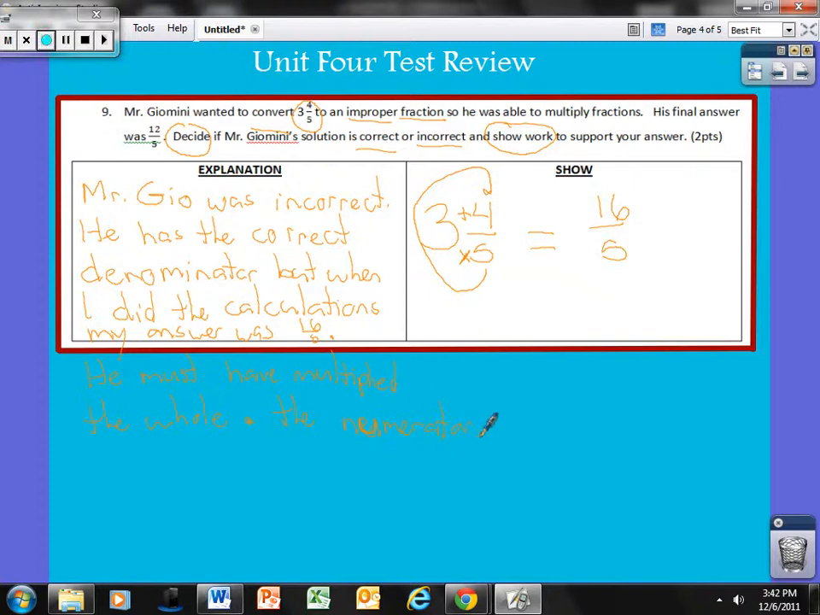Period. I want to be thorough with this. I want to not only tell them the mistake, I want to see if I can analyze and figure out where he made his mistake. And I'm seeing here that he must have multiplied 3 times 4, came up with 12, and threw that on top of the denominator. So I want to really show that I understand how to convert mixed numbers to improper fractions, but also be able to identify and explain where people are making mistakes. This shows a much more thorough understanding of the information.